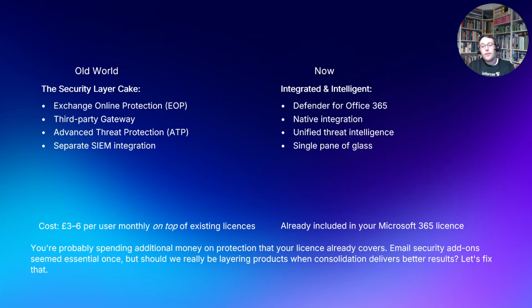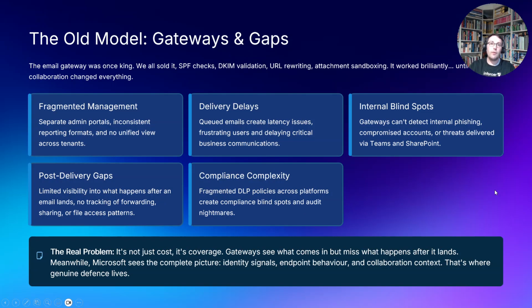So, what does it look like? Let's go back to that old model, the gateway gap. What was it previously? The gaps that we had before. We solved the SPF checks, the DKIM, URL rewriting, attachments, all through a third party gateway. It worked, it did the job, whether that was an on prem Exchange server with a connection to a third party gateway in the cloud.